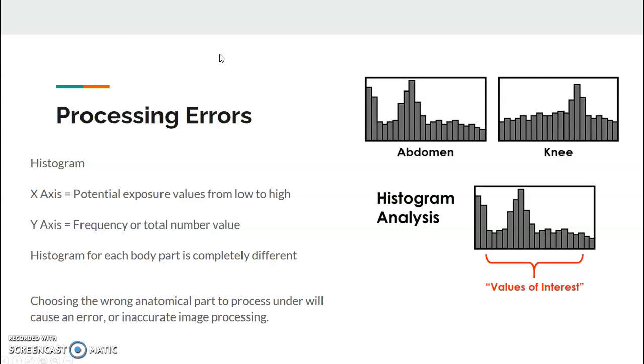Some processing errors that you might see. It usually depends on the histogram. And just a reminder about the histogram, it's the graphical representation of your image. It has an x-axis and a y-axis, so up and down here, just like all charts do. Each histogram, remember, is different for every body part. So where the gray values are for an abdomen won't be the same as a knee, something like that. If you process your image under the wrong anatomical part, it could cause an error or inaccurate image processing.